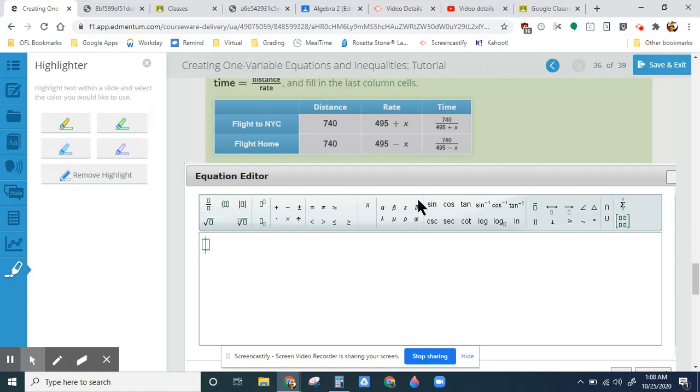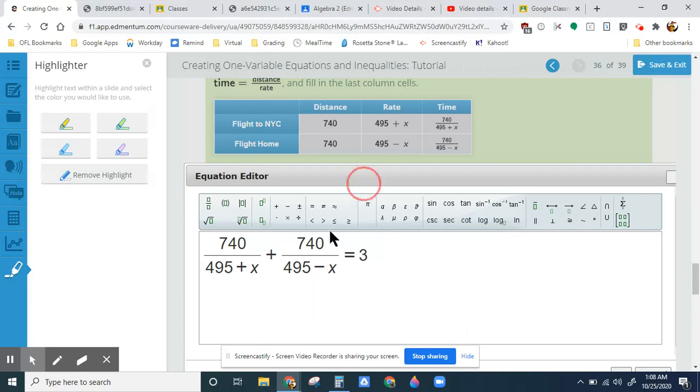All right. So here's what we're going to do. We're going to set up the fractions. So we have two fractions. I was like, where's my fraction button? There it is. 740 over 495 plus x. I'm going to add, and I'm going to literally just take this, but I'm going to remember to change it to a subtraction sign at the bottom. And then this is going to equal 3 in this case. It's going to take us 3 hours. So we're adding the times together to get that 3 hours.